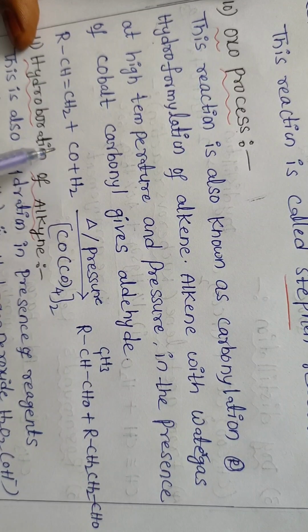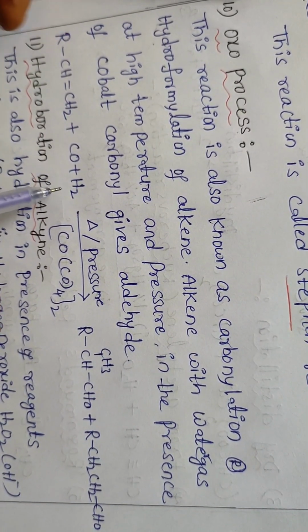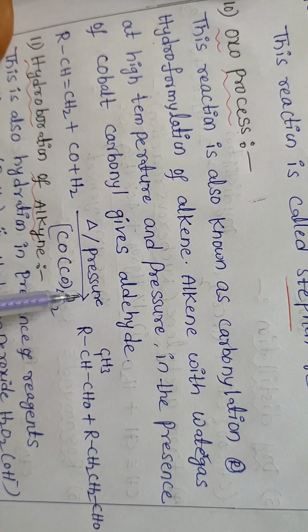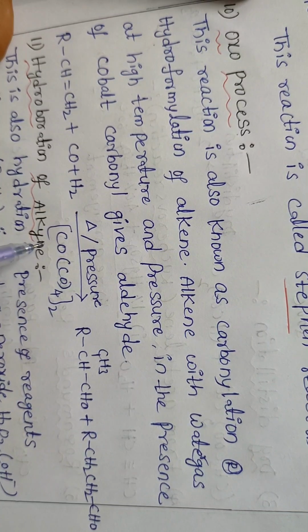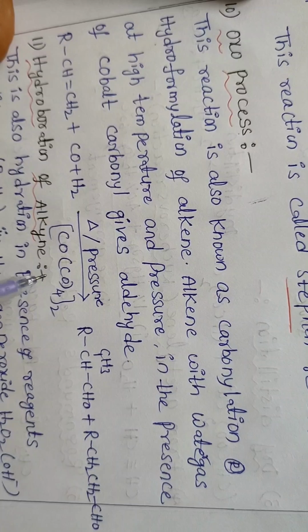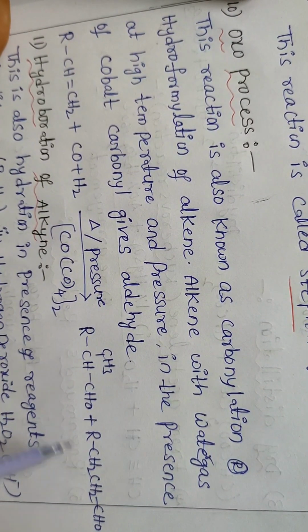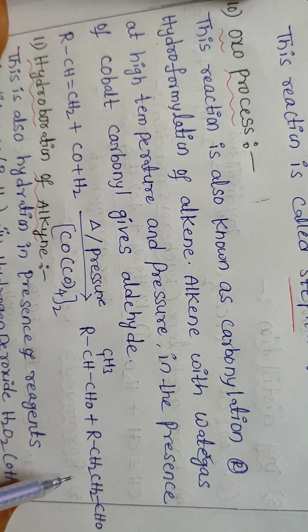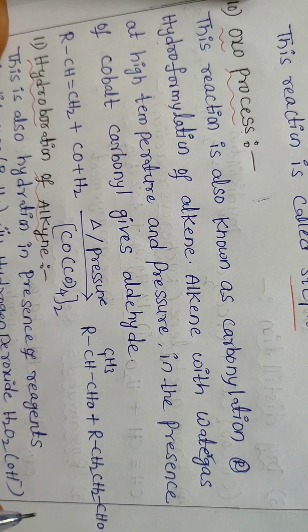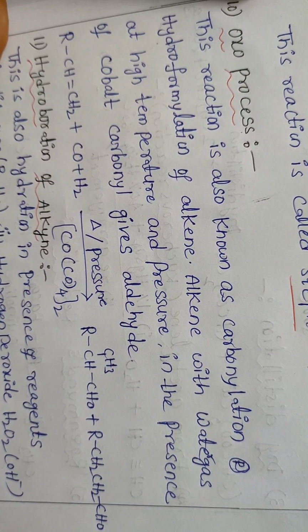Water gas is CO, carbon monoxide, and hydrogen. In the presence of high temperature and high pressure, with cobalt carbonyl, aldehydes are forming. So this gives the alkyl derivatives of propionaldehyde, and branched propionaldehydes are forming.